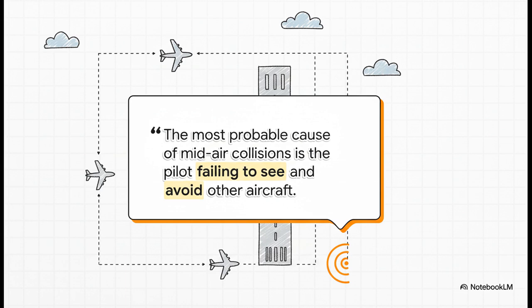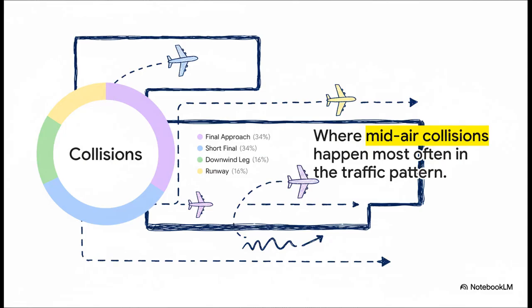The traffic pattern isn't just some arbitrary procedure, it's a tool. It's designed to help pilots deal with a very simple human problem. You can't see everywhere at once. And when you look at the data from the FAA, it shows you exactly where the biggest danger is. Get this, a staggering 68%, that's over two-thirds, of mid-air collisions happen right on the final and short final approach. Short final is that last little bit, just seconds before the wheels touch down. This is the moment when multiple planes are all aiming for the exact same narrow strip of concrete. It makes these last few minutes of any flight the most critical, by far.